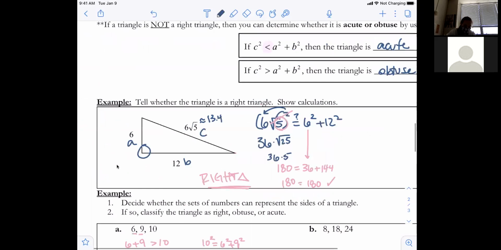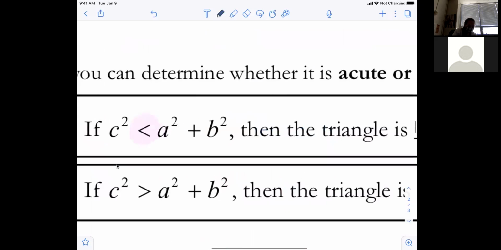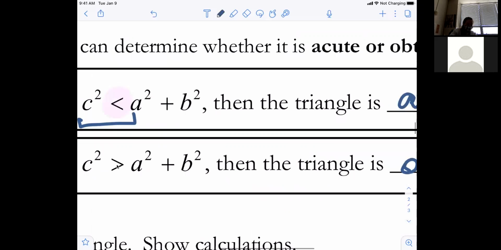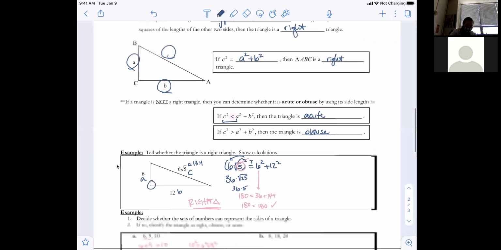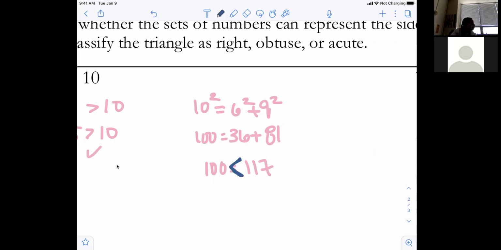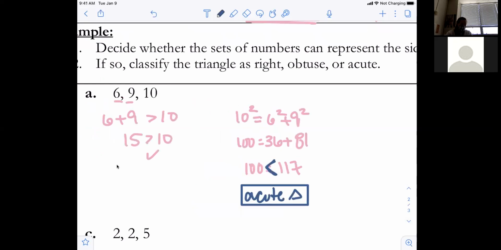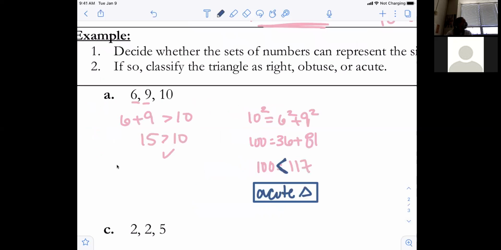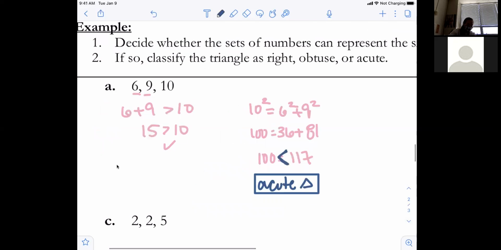I'm going to go back to my key up here, and it says if c squared is less than the other number, then it's acute. So 100 in this case is my c squared. 100 is less than 117. So this one is an acute triangle. Acute triangle. Everyone okay with that?